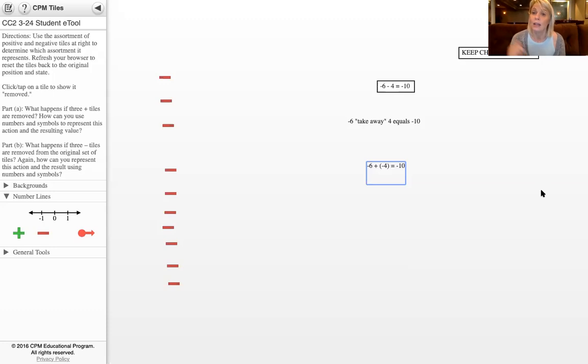Makes sense. I like hearing that. Good. So I took away the 0 pairs. Not all the 0 pairs. I just took away what I needed to take away, which was the +4. I only had to take away the 4 positive tiles.